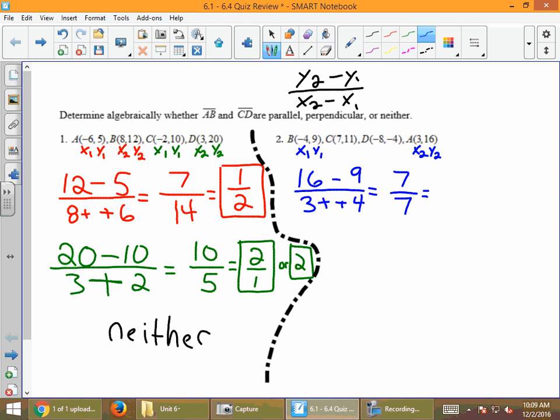Well, let's get through this real quick here if we can. So, 7 over 7 does give you a 1, because anything divided by itself is 1. Great. Well, let's go ahead and look at CD.